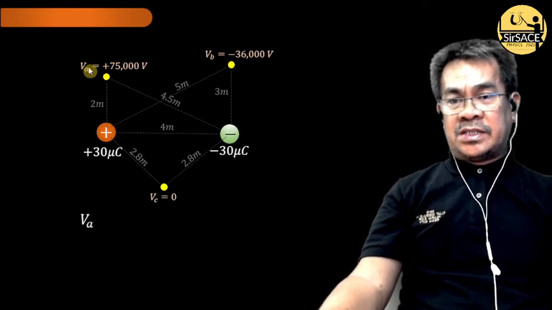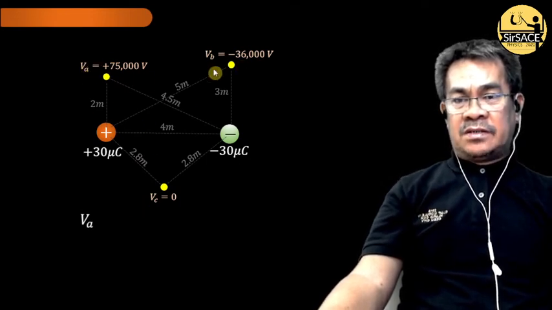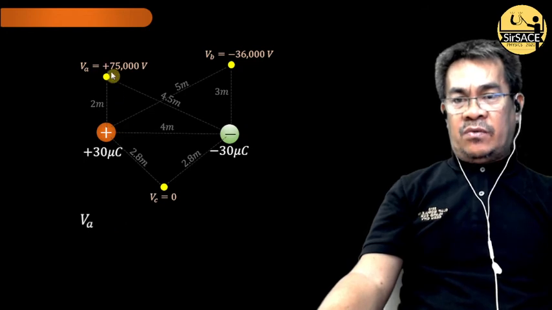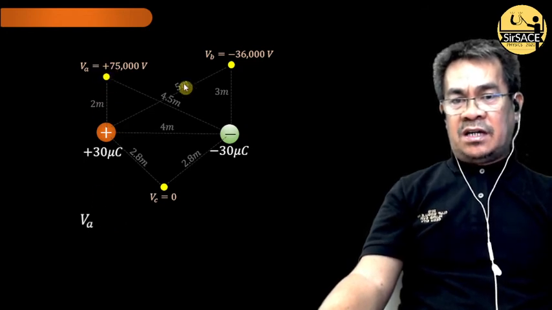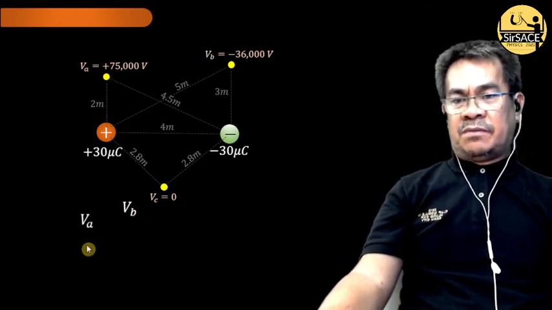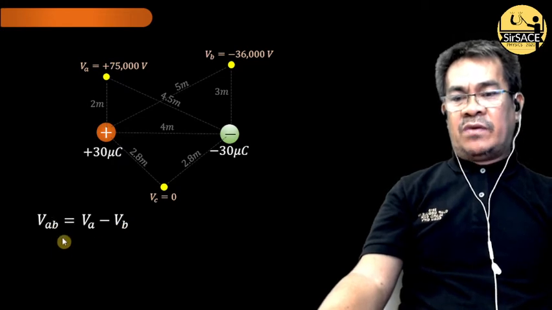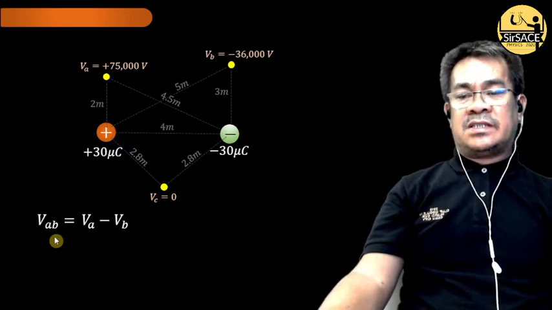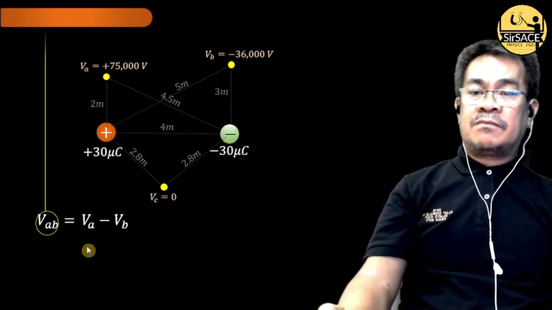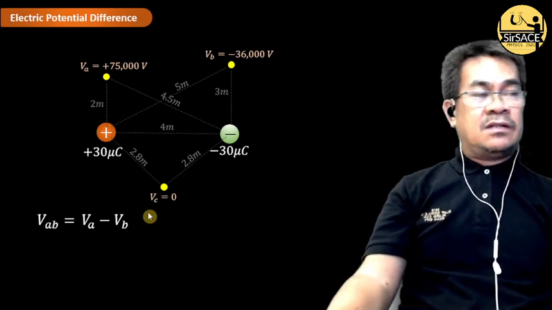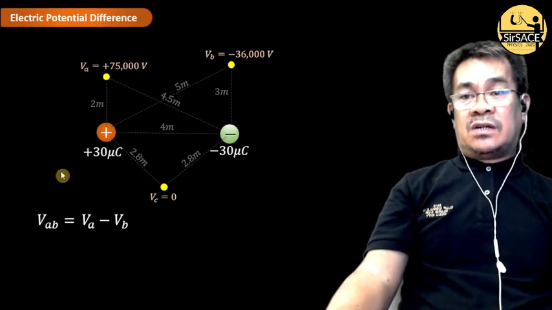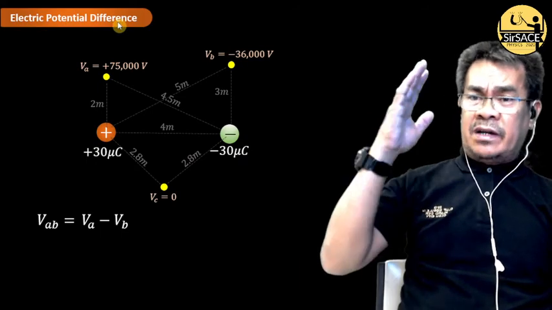So I have potential A, I have potential B. So what if I want to subtract the potential A and potential B? If you subtract A and B, we call that the potential difference. This is potential difference. Okay? So this is the last quantity that we need to calculate, the electric potential. And this is very important.